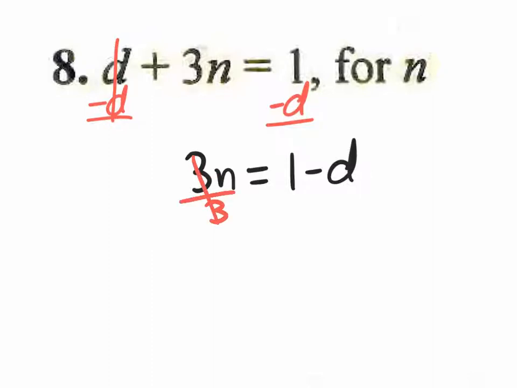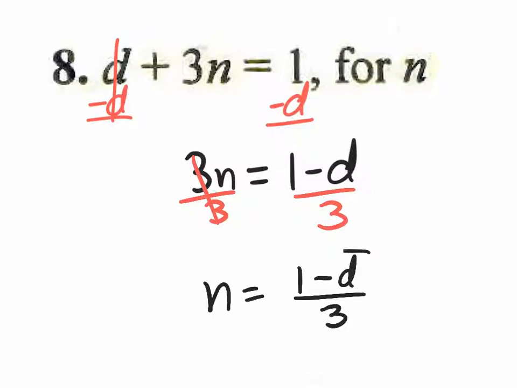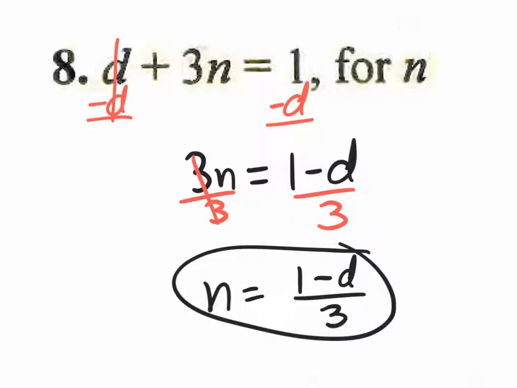And what you do to one side, you do to the entire equation. So you could say this divided by 3 and this divided by 3. But since you can't really divide either of those by 3, you might as well just put the whole thing divided by 3. Either answer is fine. I'm just going to put the whole thing divided by 3. So that's my answer. n equals 1 minus d, all divided by 3. That's my answer right there.